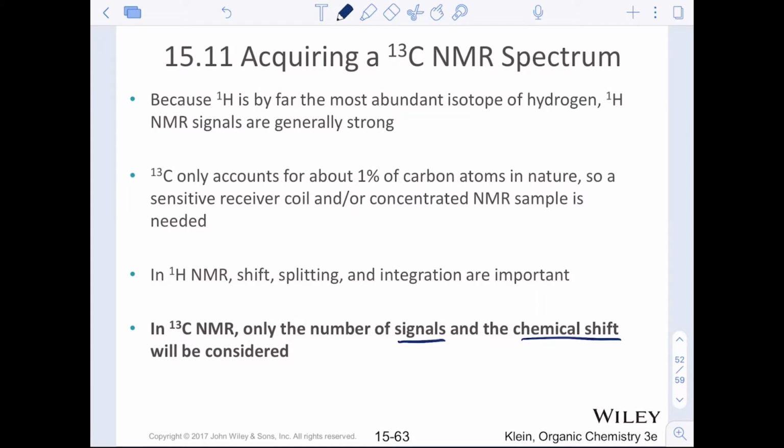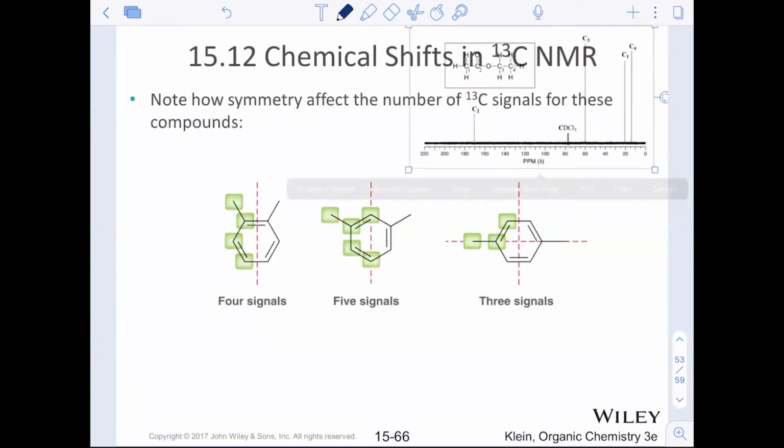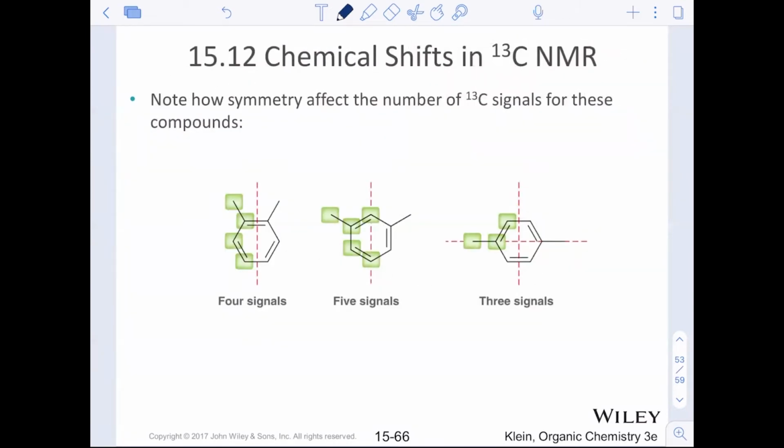Planes and axes of symmetry can cause carbon atoms to be electronically equivalent. So let's take a look at a couple of molecules and we'll start to see how symmetry affects, right? Just the same as proton NMR, we see how symmetry can affect our molecules. So this is our same idea as what we were talking about at the end of the proton NMR. 3 different types of benzene with 2 methyl groups being distributed across.